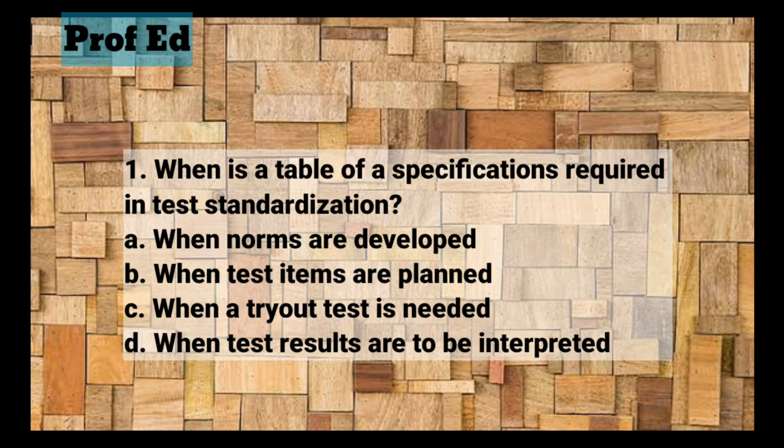Number 1. When is a table of specifications required in test standardization? A. When norms are developed. B. When test items are planned. C. When a tryout test is needed. D. When test results are to be interpreted.